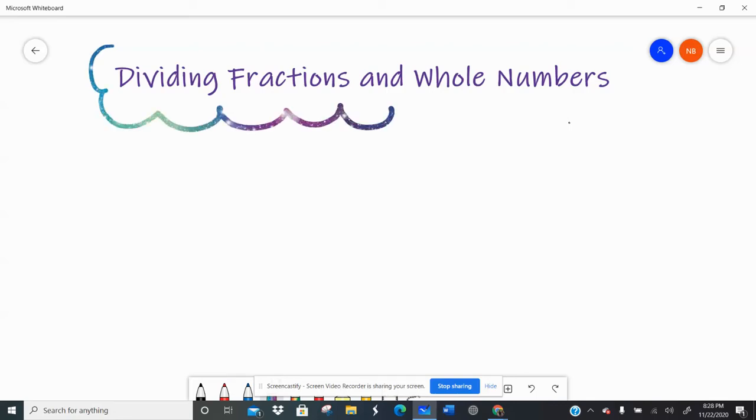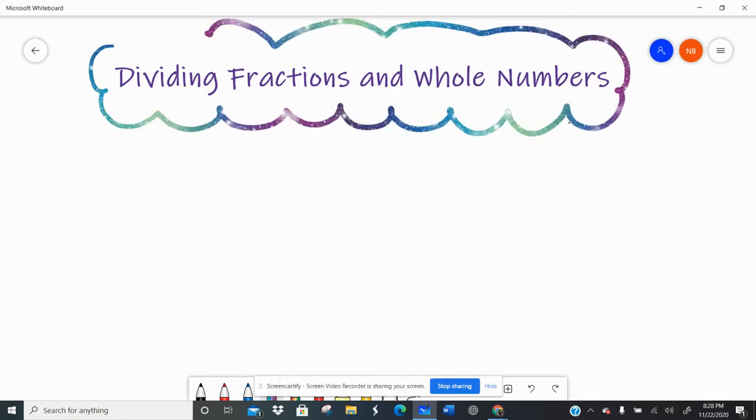Wonderful people. Today we're going to talk about dividing fractions and whole numbers. So if you know how to multiply fractions like we did the last couple weeks, then dividing fractions will be easy, easy peasy, lemon squeezy. So let's talk about dividing fractions and whole numbers. Just like multiplying, you want a fraction and a fraction.